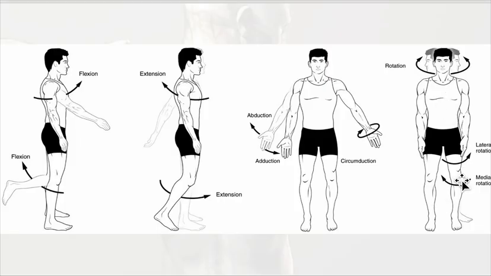And then we also have lateral and medial rotation. So if we turn our foot inward, this is referring to medial rotation of the leg. And then if we turn outward and rotate at the hip, then this would be lateral rotation.